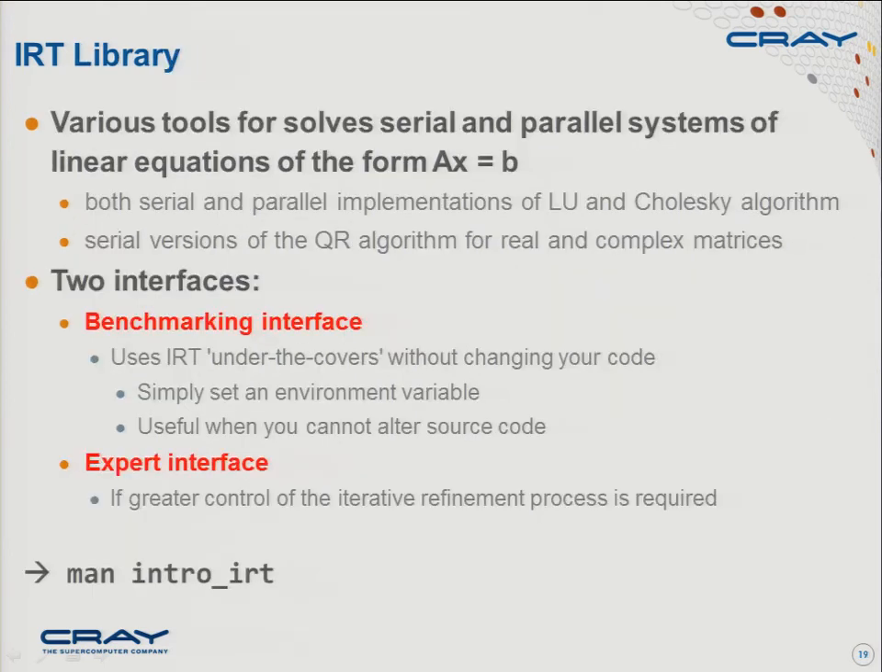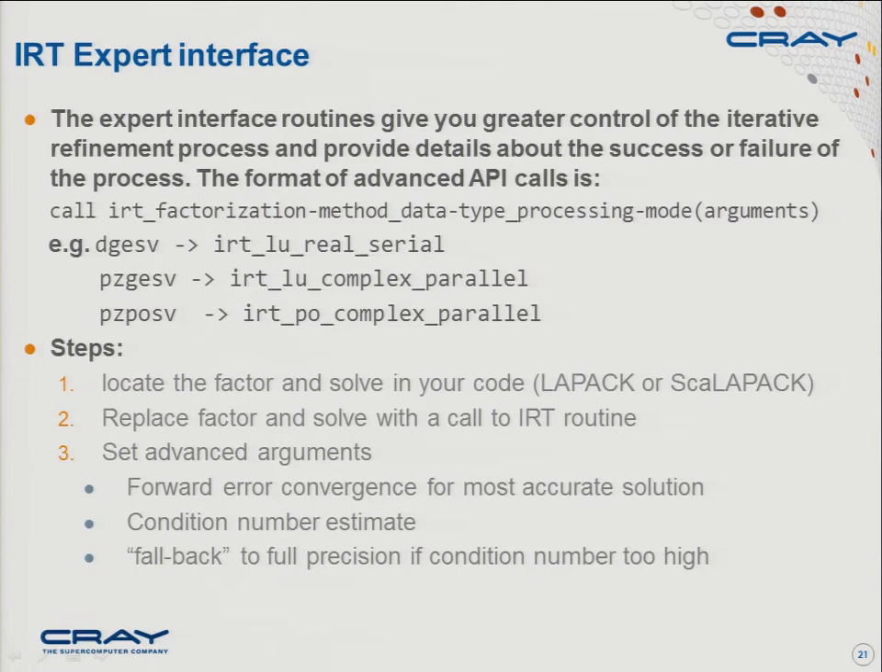The other way is the expert interface. You can go here and see all the options. Usually, it will give you some functions, so you can replace. Now, you need to change the code, and it's not just setting an environment variable. You need to replace the code. Essentially, you can replace the LAPACK and ScaLAPACK functions with something like this, which is essentially you have RT, then you have the given factorization, LU, QR, and so on. Then the given method, factorization method, given data, so real or complex, and then the precision for the mode that you are using, parallel or serial. So now you replace those functions.